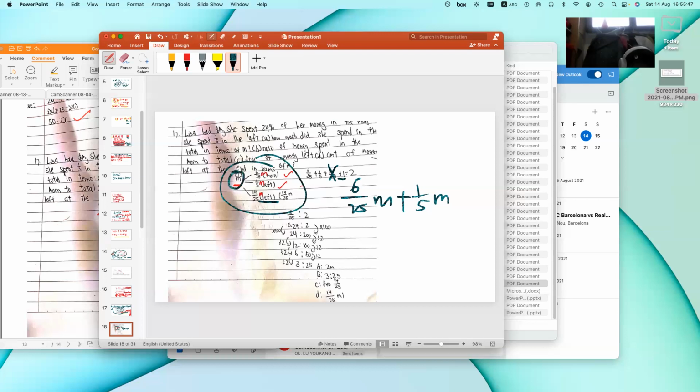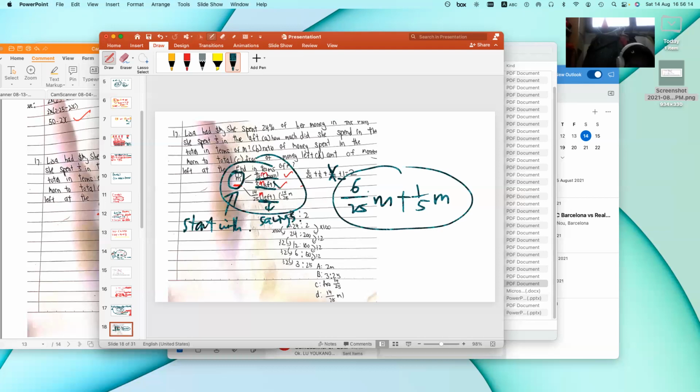What is the M here? The M here is the money you start with, right? Yeah. This one is morning spending. This is afternoon spending. This is left. Left is cost saving in another sense. So to find total spending, you just add these two up. That's it. Right?